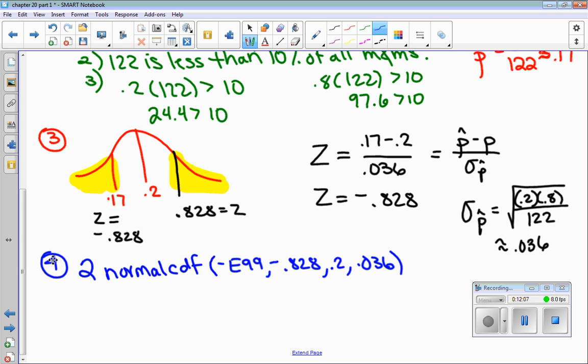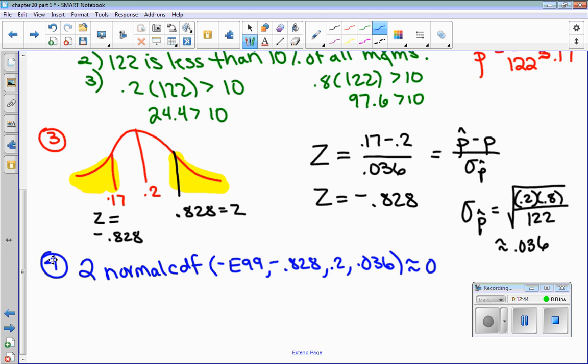That's all. Okay? So when we plug this in, you can actually plug it in with the 2 there already. It's kind of nice. So we have 2 times the normal CDF of negative E99 to negative 0.828. The mean was 0.2. The standard deviation was 0.036. And we're going to paste it. And ooh, what'd you find? Does that seem right to you? What did I do wrong?